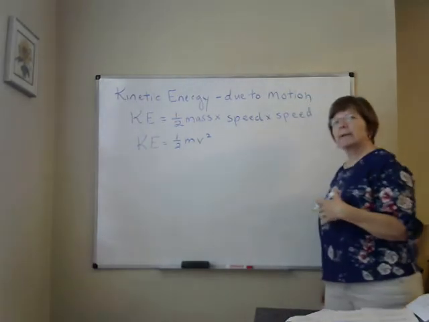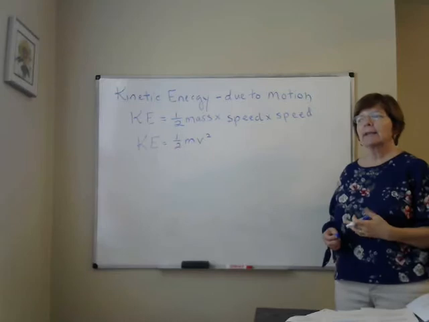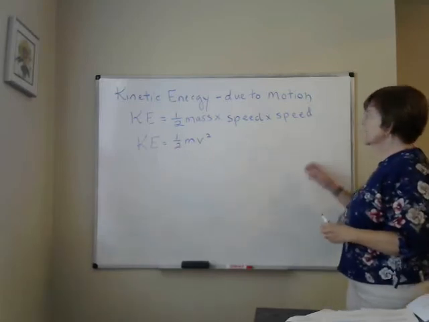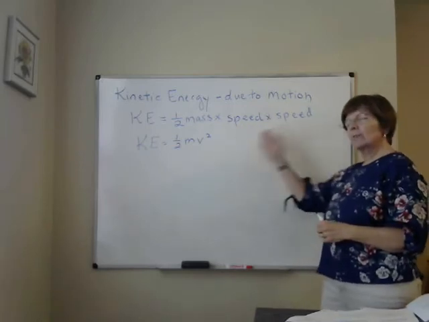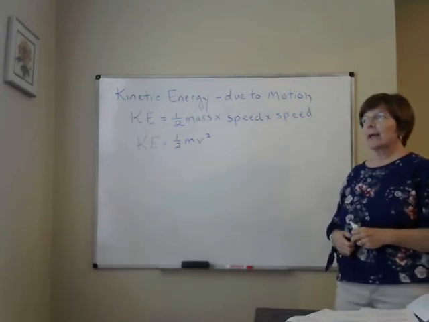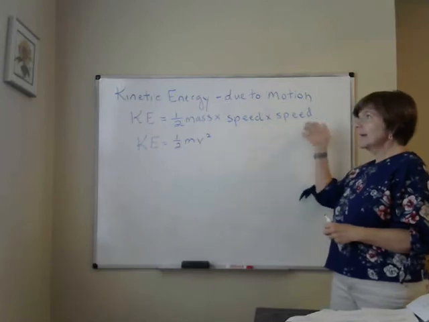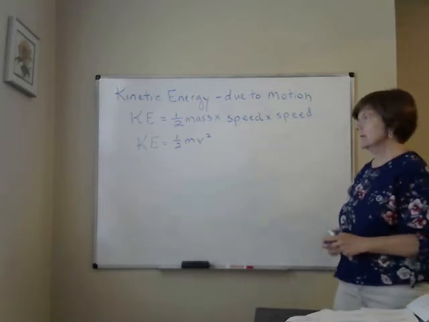Because it depends on the square of the velocity or the square of the speed, speed plays a much bigger factor. You can see if we were to double the speed, it would actually make the kinetic energy 4 times as large. If we were to make the speed 5 times as fast, it would actually make the kinetic energy 25 times greater because it goes as the square.